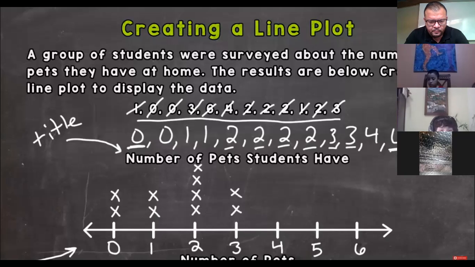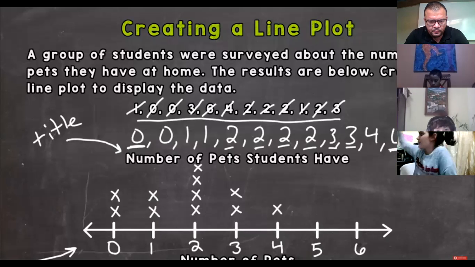How many students have 4 pets? 1. How many students have 5? None. So we do not put anything above that 5. And then 1 student has 6 pets.